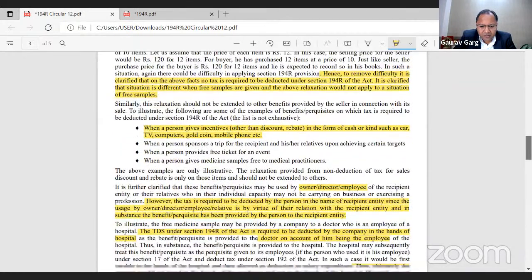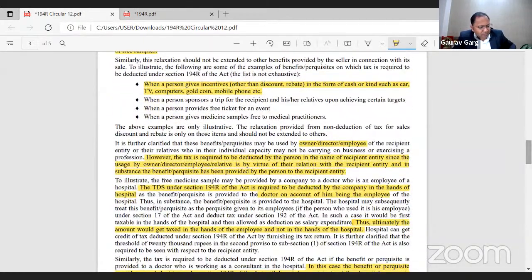Then what about 194H? 194H, there are a whole lot of other conditions, Gaurav, on that. Brokerage and commission. Relationship and all that. So if you are seeing it as a commission, then you might take it to 194H. But if it is not a commission, then we will stick to 194R.